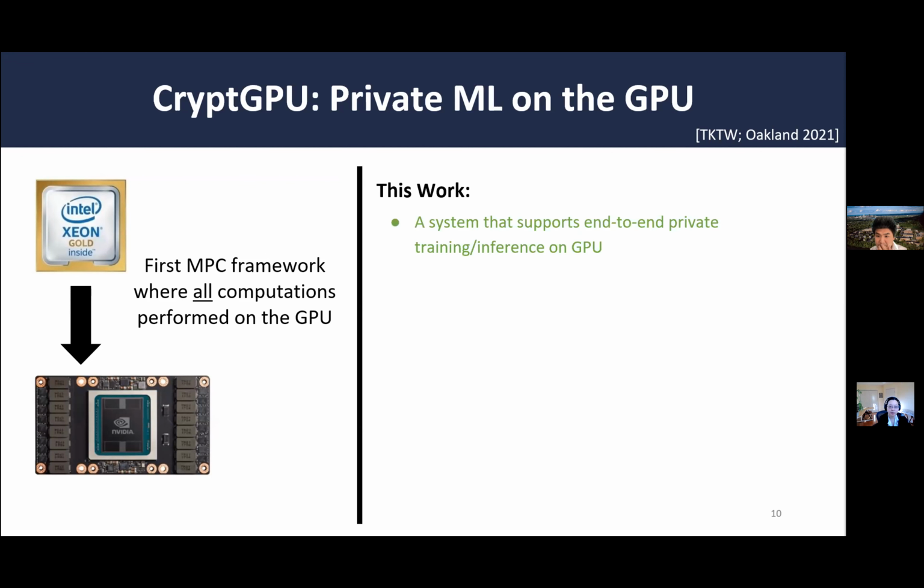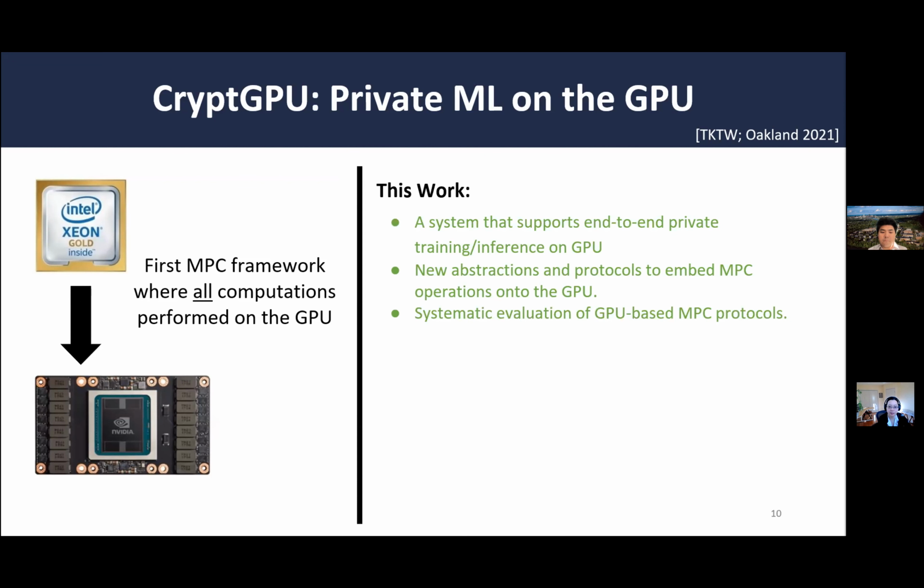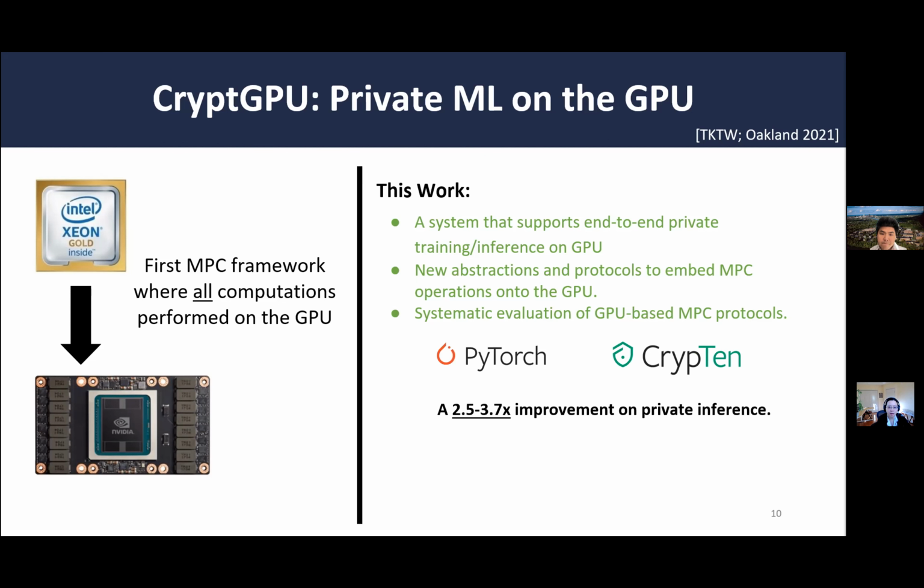This work has several contributions. First, we built a system that supports end-to-end private training and inference on the GPU. Second, we built new abstractions and protocols to embed multi-party computation operations on the GPU. Finally, we also ran systematic evaluations of GPU-based MPC protocols. Our CryptGPU framework is built on top of PyTorch and CrypTen, so it's transparent to machine learning researchers and engineers. You can just use CryptGPU for privacy-preserving machine learning as if you are using PyTorch. We get significant performance improvement: on private inference, up to 3.7 times, and for private training, up to 36 times.